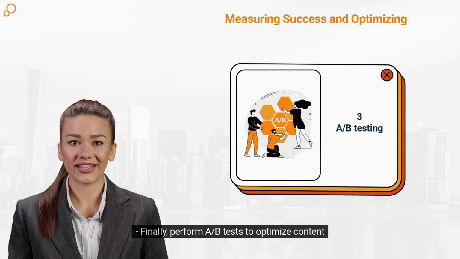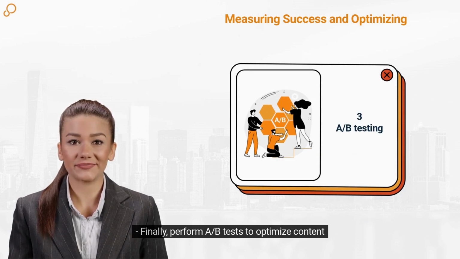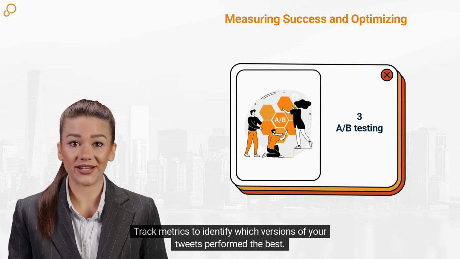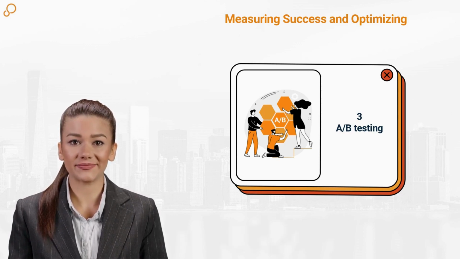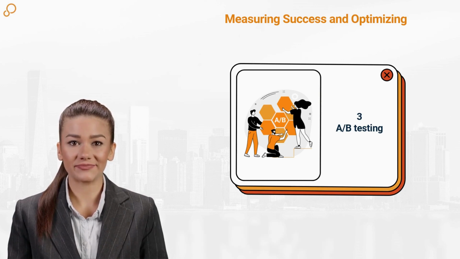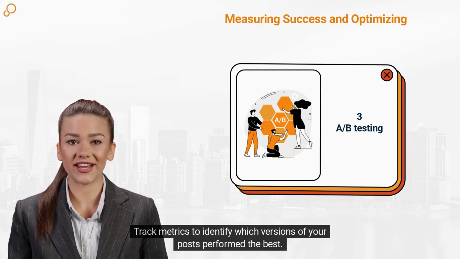Finally, perform A/B tests to optimize content. On Twitter, try out different types of content, headlines, and hashtags to see what resonates with your audience. Track metrics to identify which versions of your tweets performed the best. On LinkedIn, try out different types of content, headlines, and use of images and videos to see what resonates with your audience. Track metrics to identify which versions of your posts performed the best.